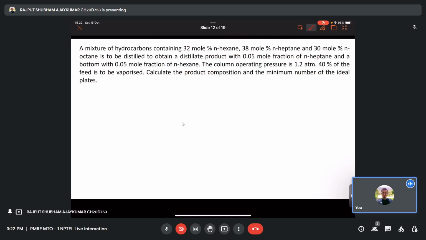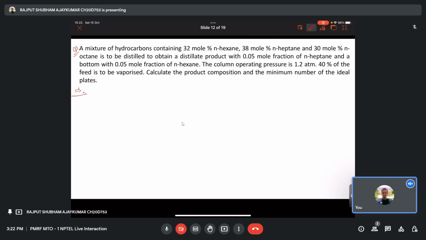The numerical is like this. A mixture of hydrocarbons containing 32 mole percent n-hexane, 38 mole percent n-heptane and 30% n-octane is to be distilled to obtain a distillate product with 0.05 mole fraction of n-heptane and a bottom with 0.05 mole fraction of n-hexane. The column operating pressure is 1.2 atmosphere. 40% of the feed is to be vaporized. Calculate the product composition and the minimum number of ideal plates. This is one of the numericals I wanted you to see, and it's also in the lecture notes, but we'll try to solve it. If there is any problem, just let me know in between.